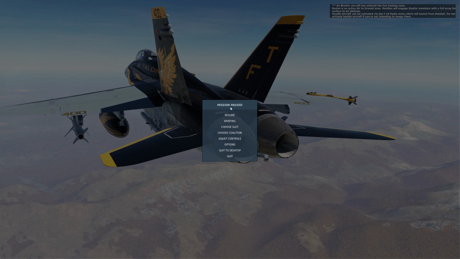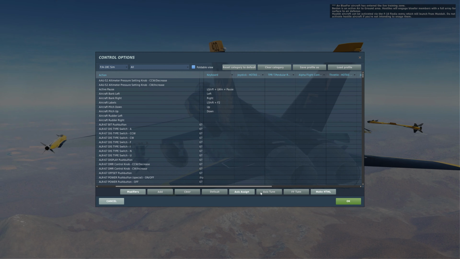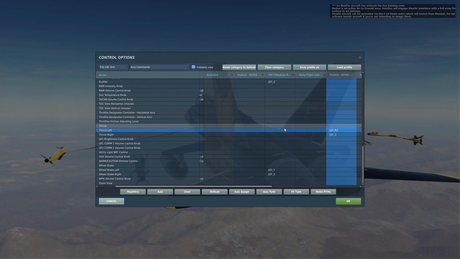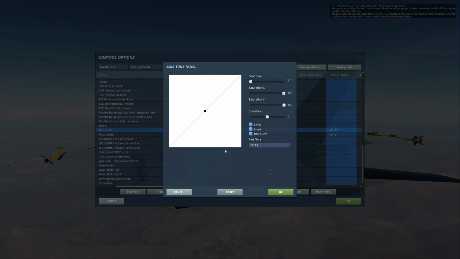So here's what we're going to do. Now we're going to go to our adjust controls, to our axis assign. We're going to mess with just the left throttle. Go to the axis tune. First step, in order to make this work, we're going to have to turn it into a slider. The next thing is we're going to have to use a user curve. Now these are all the positions. This is going to be full aft on the throttles, and this is full forward on the throttle.